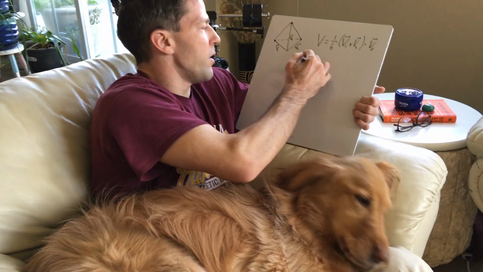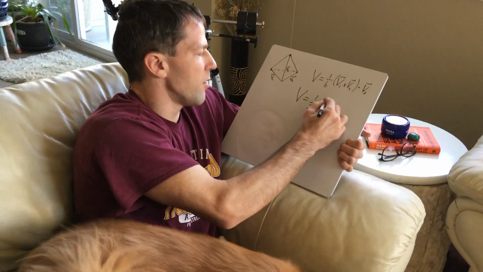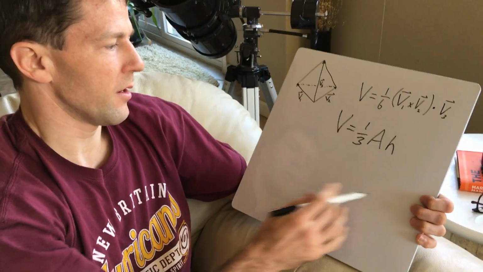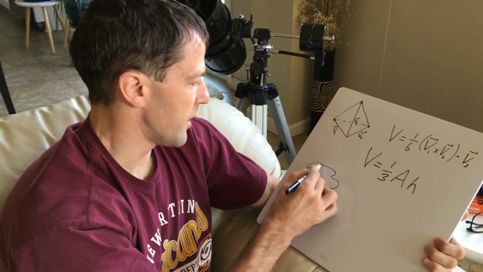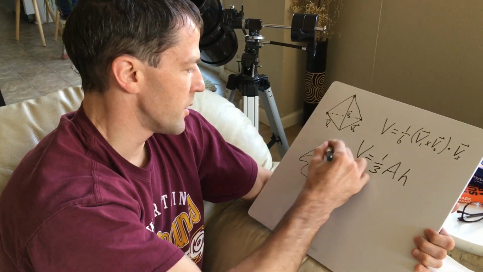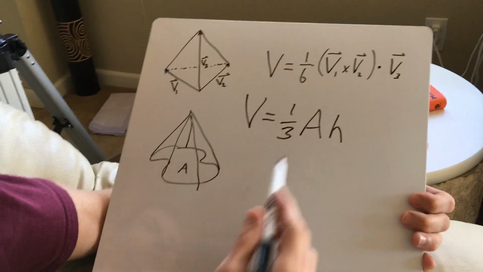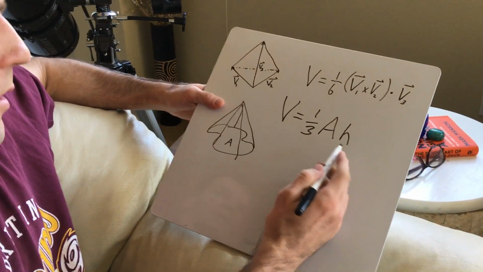So we know that anything that comes to a point has a volume of 1/3 the base area times its height. For any object, you could have any kind of base like this, as long as it comes to a point like this, this is going to be the formula. So we just need to evaluate the area and the height.